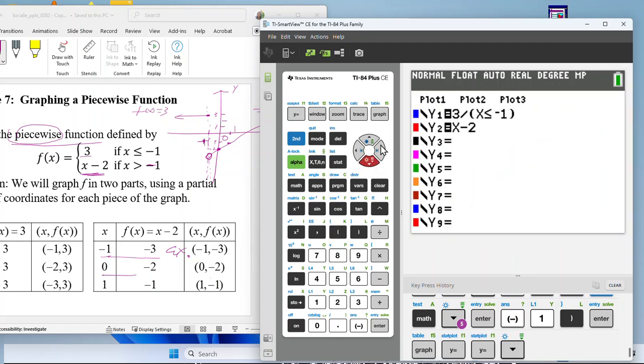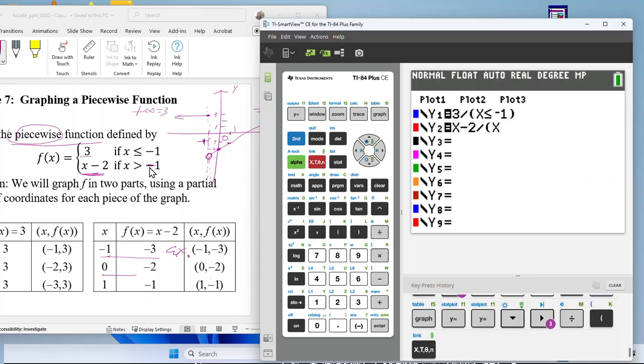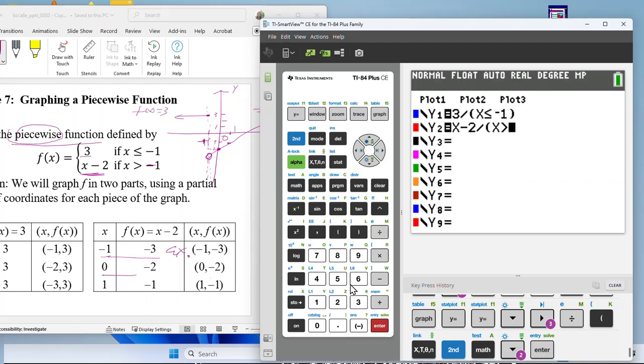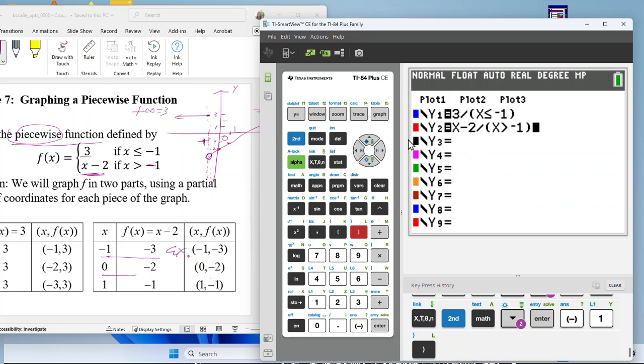All right, so how do I set up the graphing condition? Using the divide sign, and then parenthesis, set up your x value. X must be greater than -1. So go to second math, test, greater than, so using number 3, greater than, okay? X will be greater than -1, that's -1. All right, close your parenthesis, okay? And then you graph them.